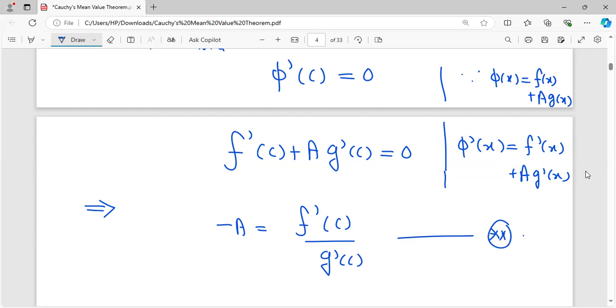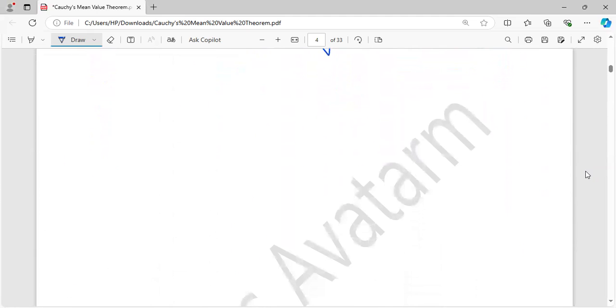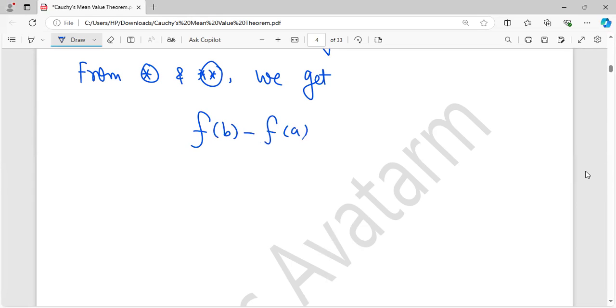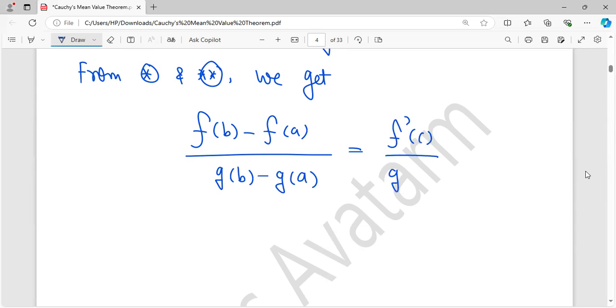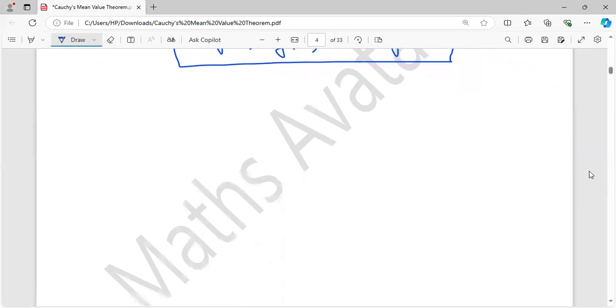So from star and double star, what was the value of a? a is equal to minus (f(b) minus f(a)) upon (g(b) minus g(a)), and that is equal to f'(c) upon g'(c). So Cauchy mean value theorem is proved.